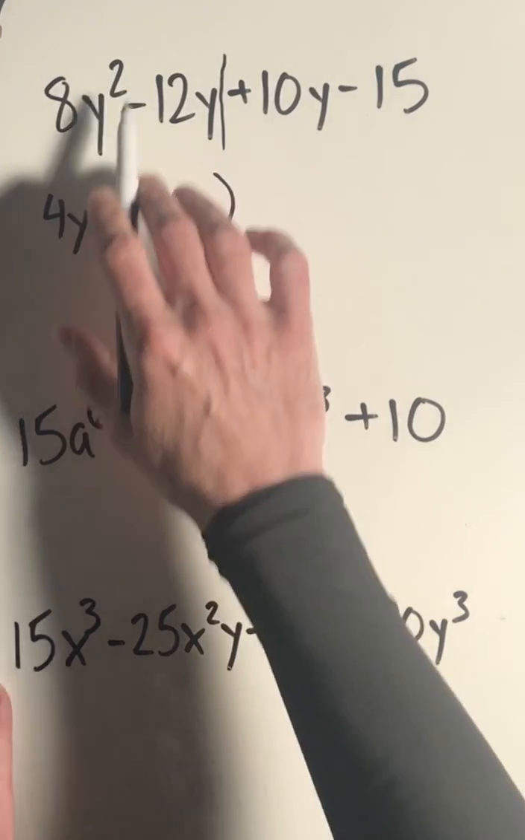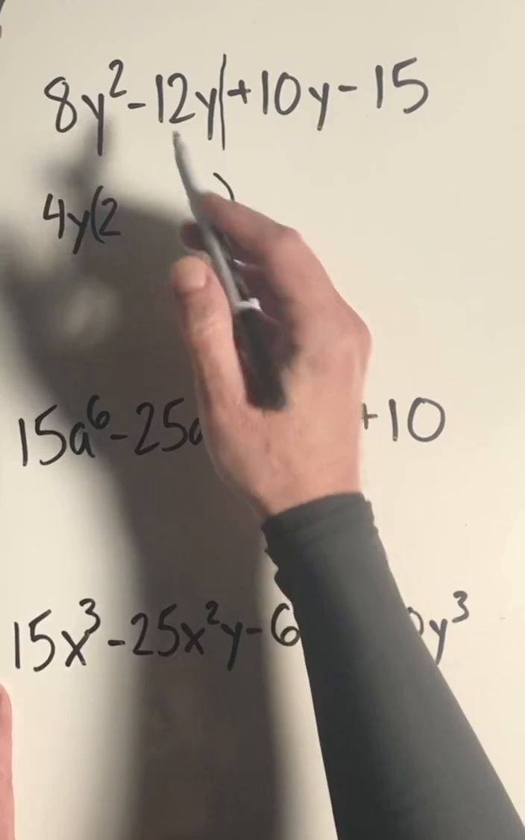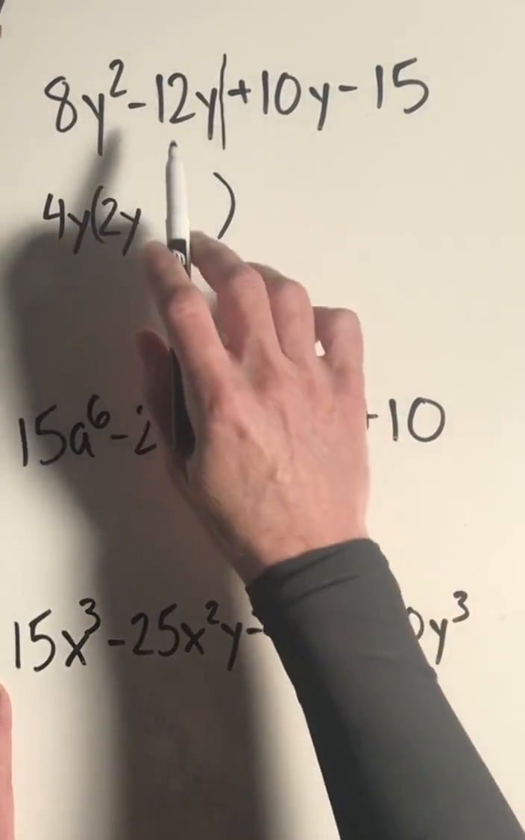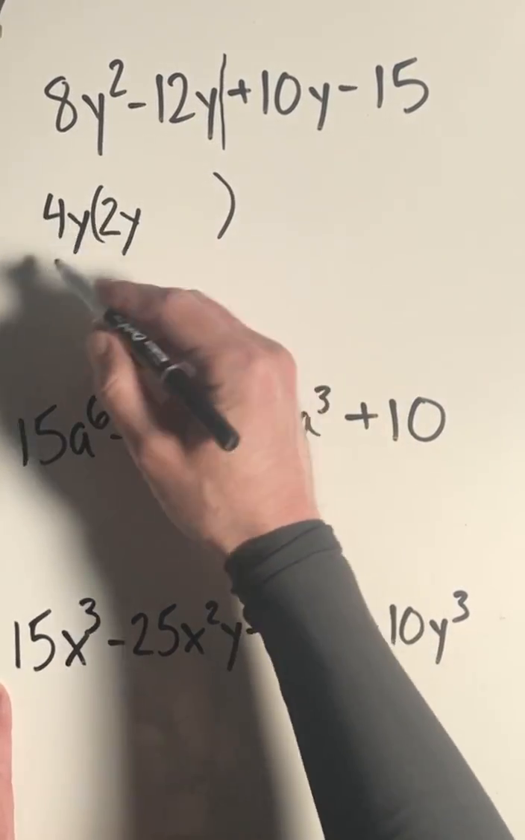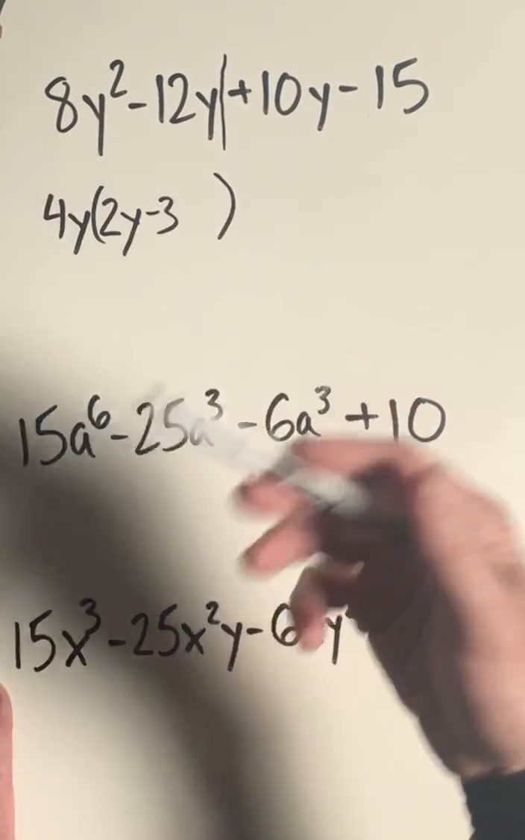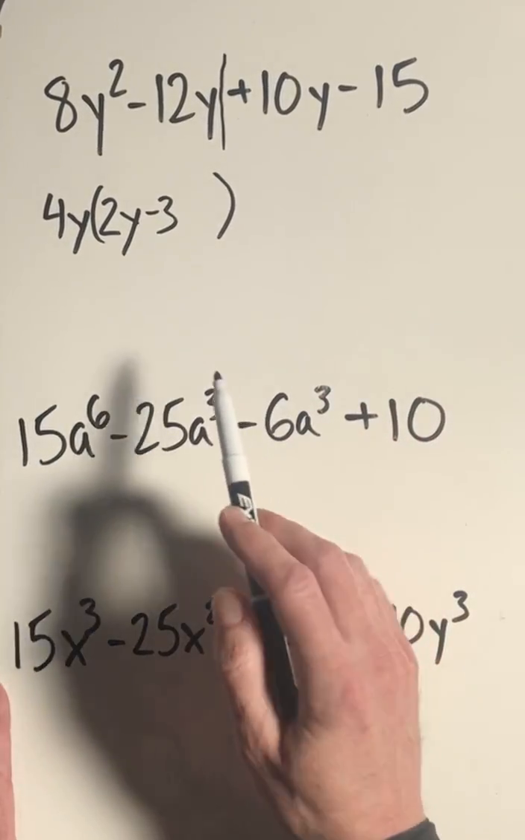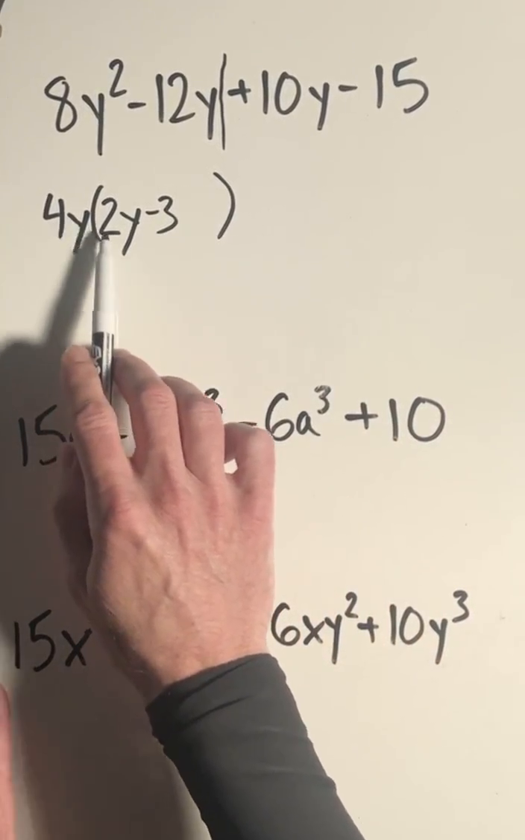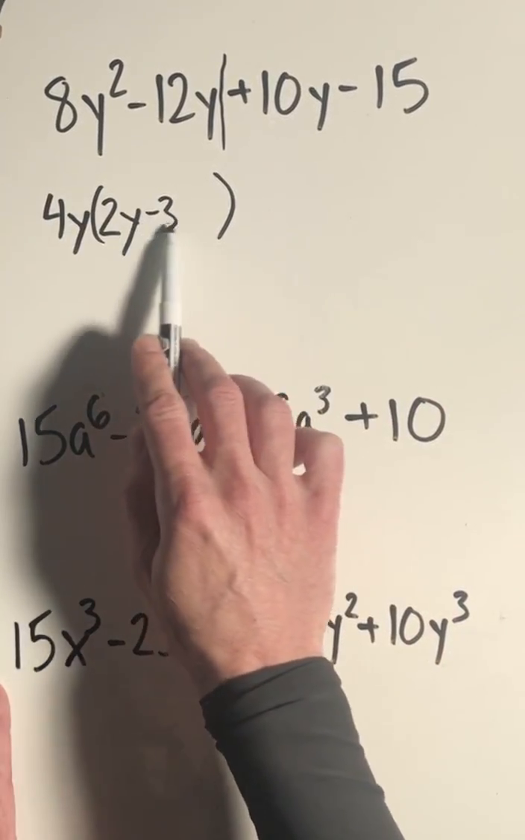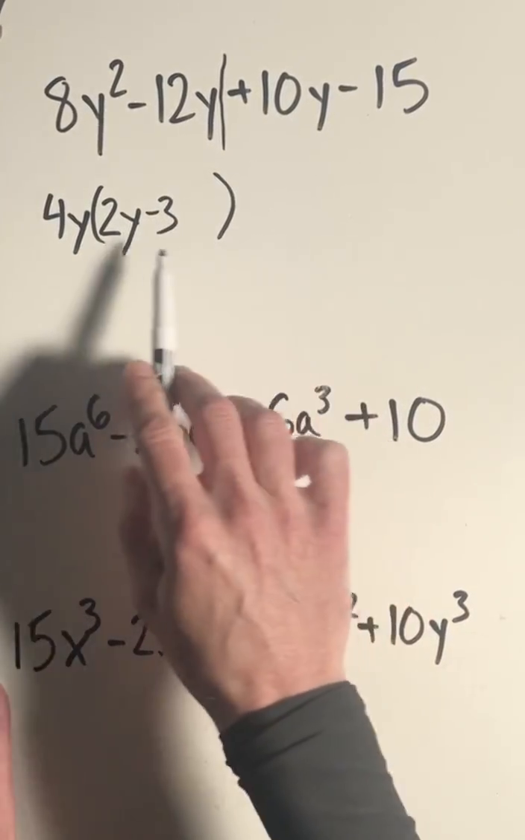Now I'm dividing 8y squared by 4y. 8 divided by 4 is 2. Y squared divided by y is just y. Now, negative 12 divided by 4 is negative 3. And y divided by y is just 1, so I don't have to write that. And again, double check this with the distributive property every time. 4 times 2 is 8. Y times y is y squared. 4 times negative 3 is negative 12. Y times 1 is y, so I know I've done this correctly.